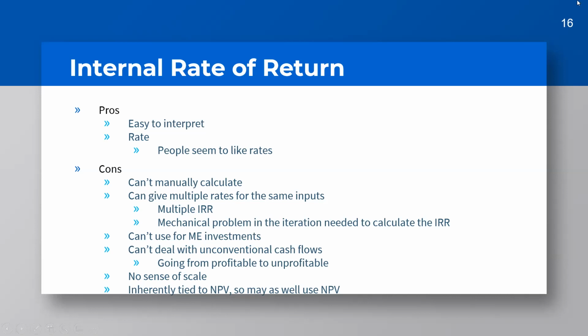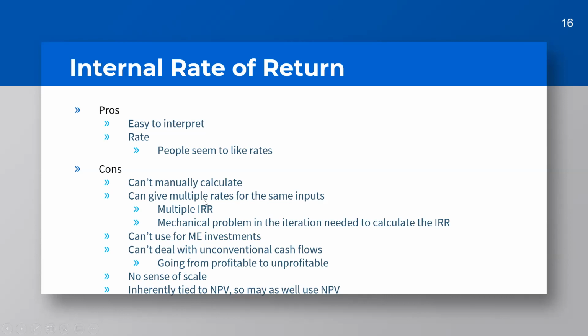It can't be calculated manually. You can calculate NPV on a pad of paper; it's definitely going to help if you have some sort of calculator to help calculate those discount rates, but you can do it with just a calculator, pen and paper. You can't do the same for internal rate of return. It's an iterative function, so you need something like Excel or a more advanced calculator that can calculate that for you.